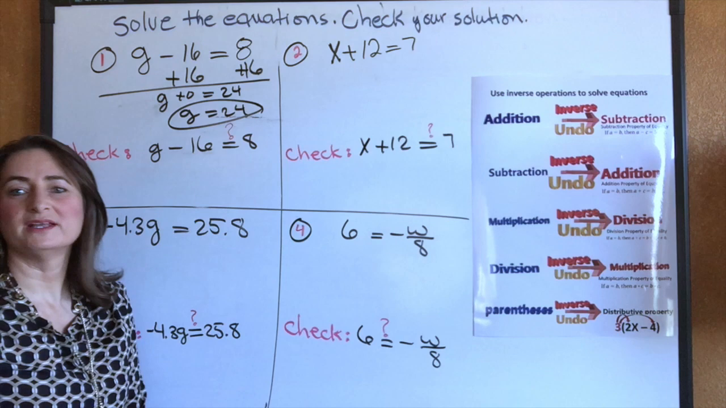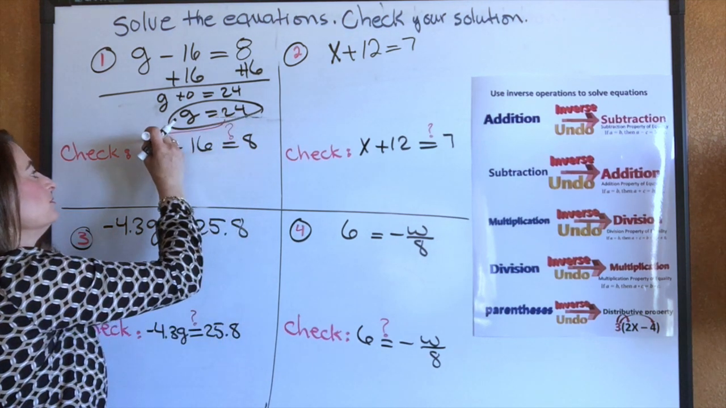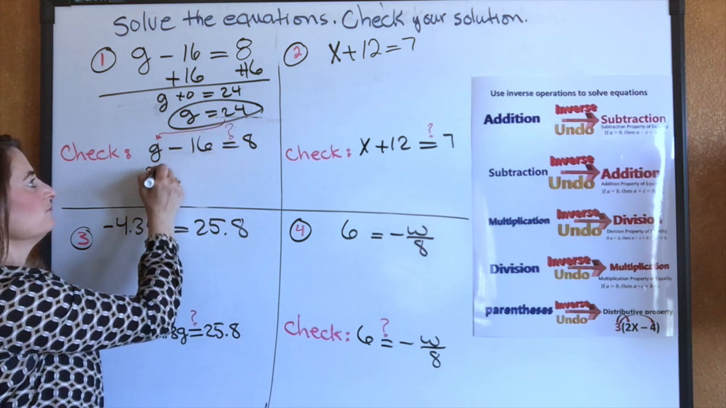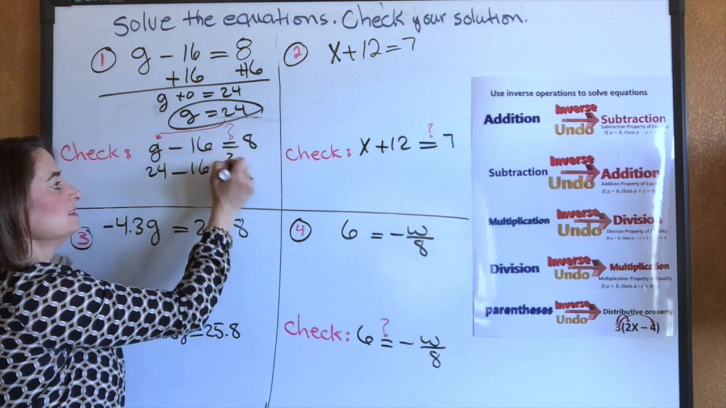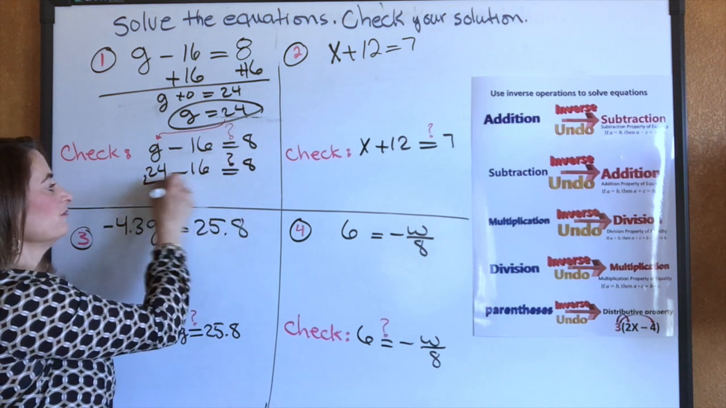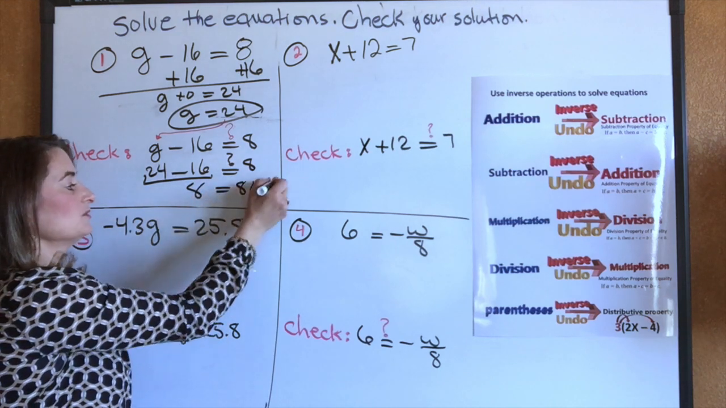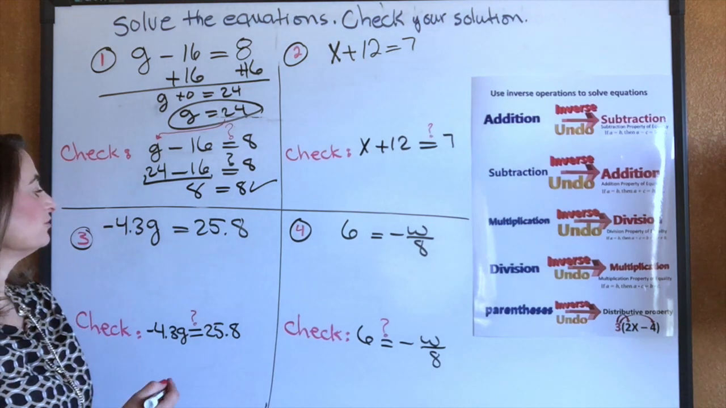That's your solution. Now to check, replace G with the value 24. Substitute G with 24. So 24 minus 16. And remember, you're checking to see if it equals 8. So 24 minus 16 equals 8. It does equal 8, so it's balanced. It's checked. My solution, G equals 24, is correct.